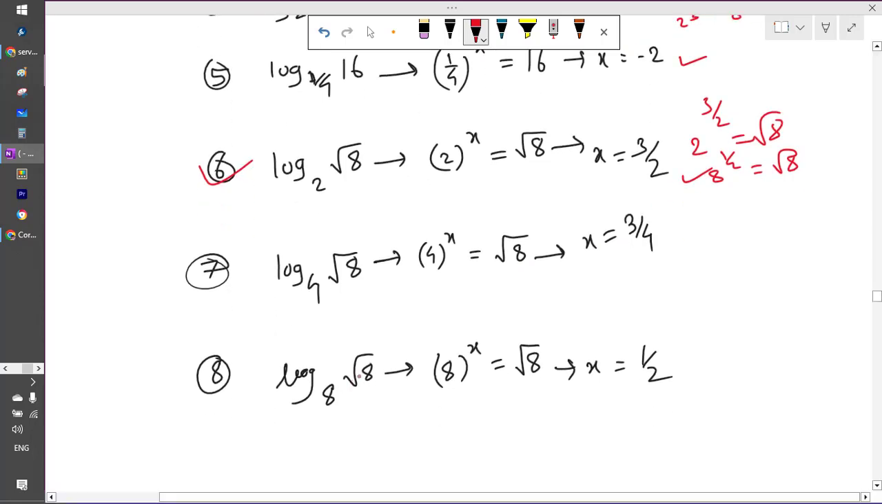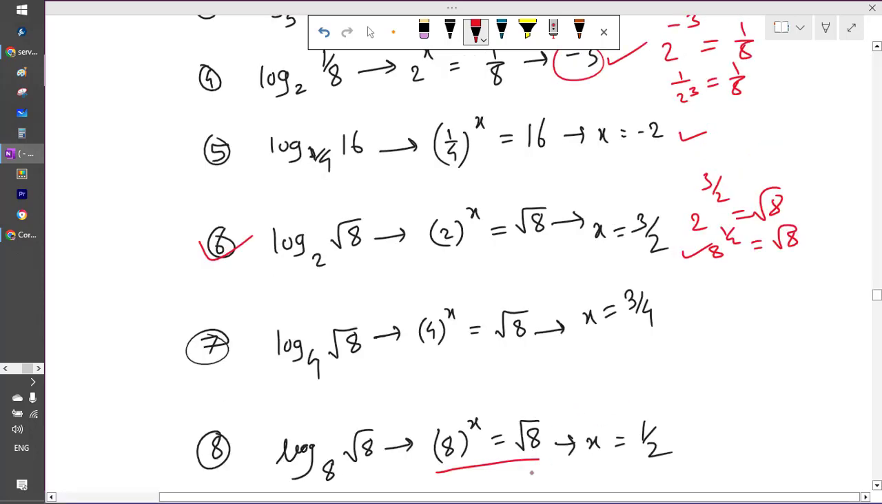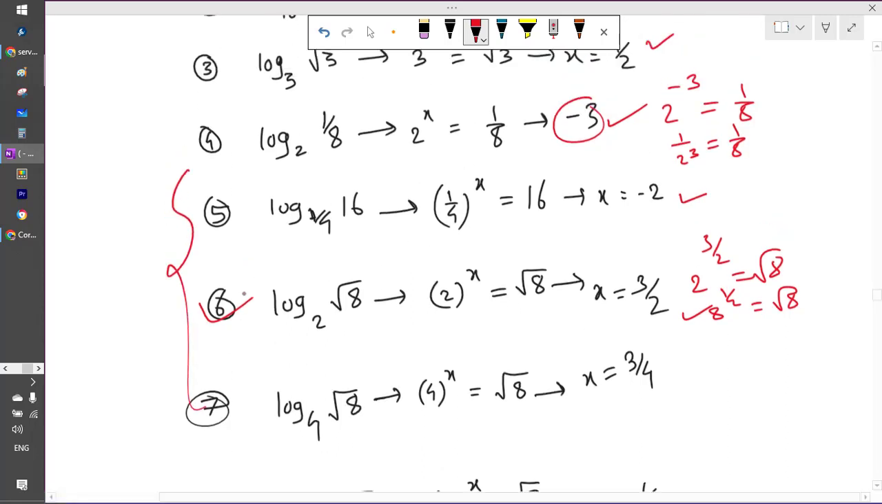Next is log of under root of 8 to the base 8. We can write this as 8 raised to x is equal to under root of 8. So the value of x becomes 1 half. So all these examples can be solved based upon the logarithmic function.